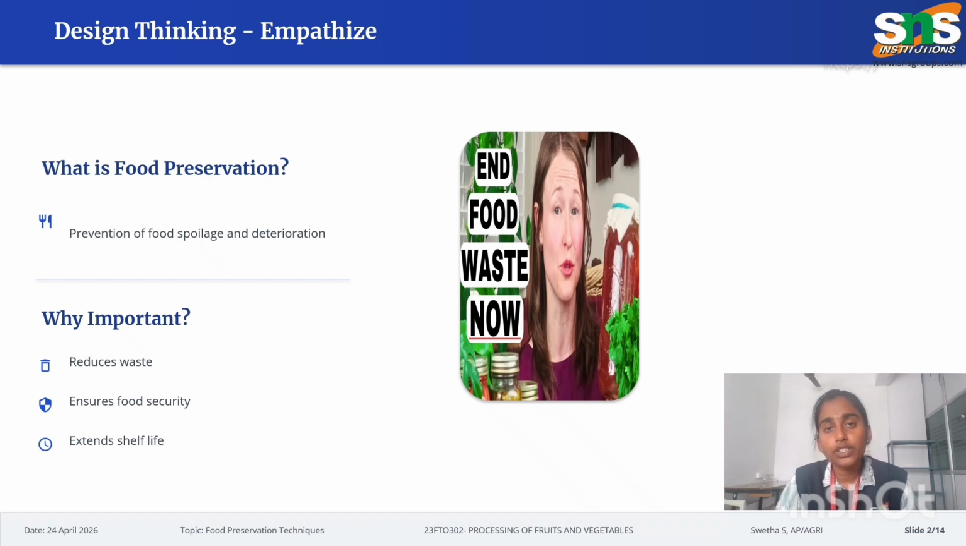Because food preservation is important in 3 ways. It helps to reduce waste, it helps to ensure food safety because it prevents food poisoning in humans, and it also helps to extend the shelf life of foods, which is very important in the current trending and modernized world. Many processed foods are currently available with the help of food preservation.